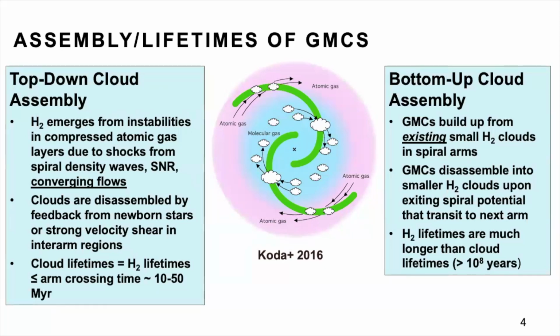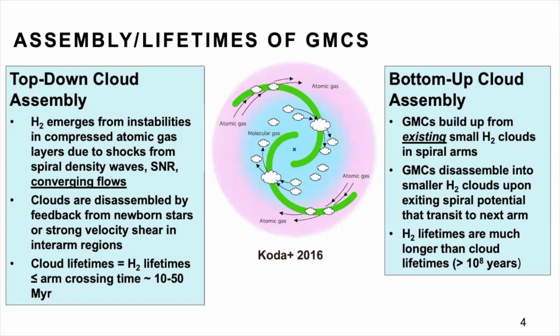Now you can have both processes operating at the same time in a galaxy. In the inner galaxy, the time between spiral arm interactions is fairly small. So the cloud can be built up into a GMC, a very large cloud. When it disassembles into smaller clouds, they're still molecular, but they can survive the transit time to the next spiral arm, where that process gets repeated again. You build up into GMCs, go through the spiral arm, and disassemble back into molecular cloud fragments in the inner arm region.